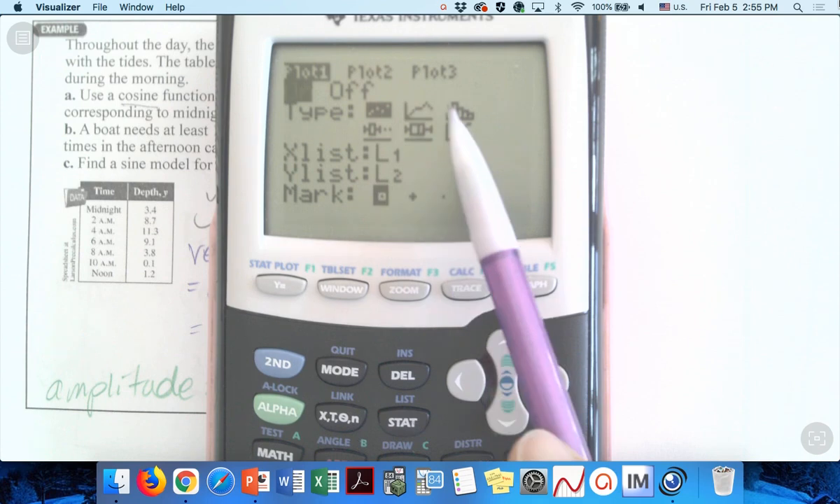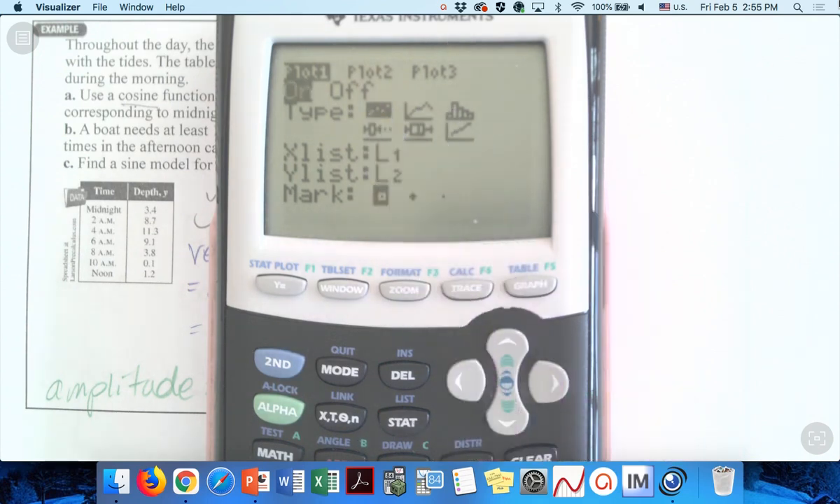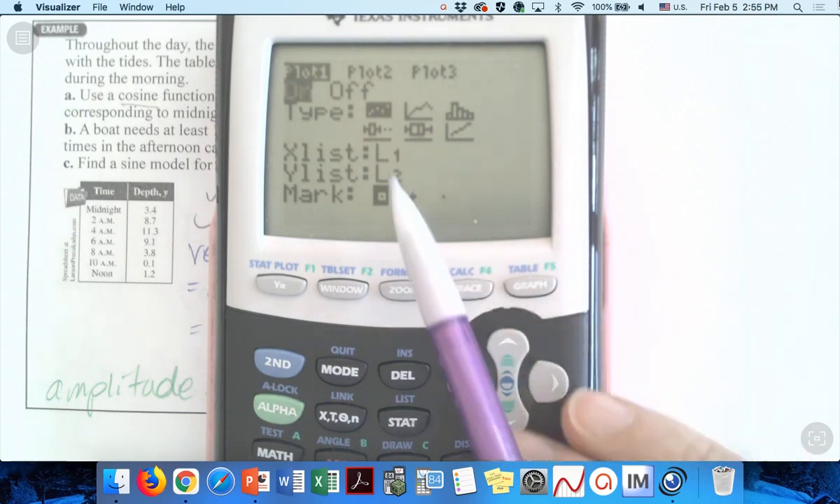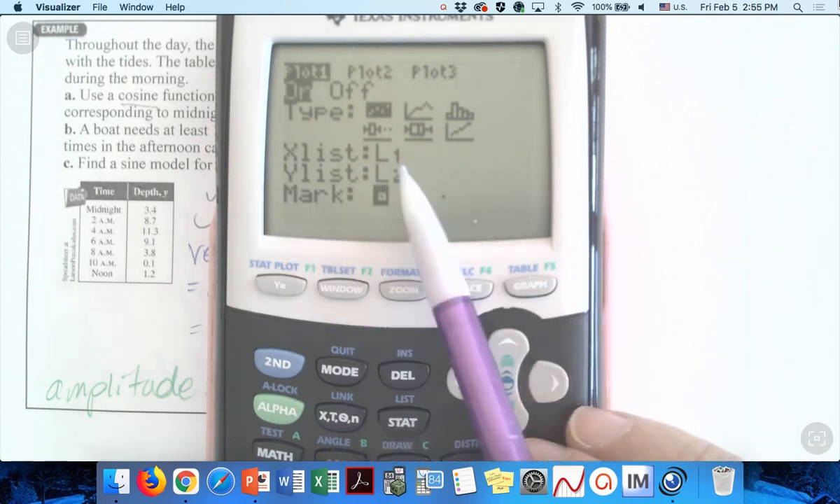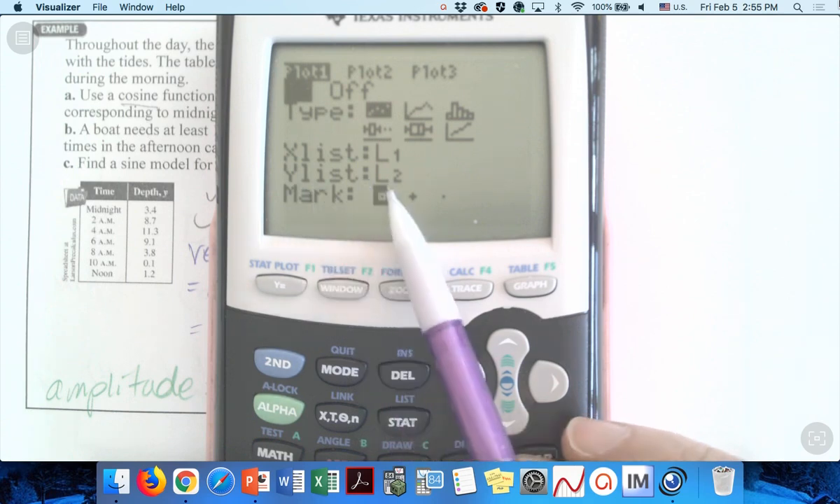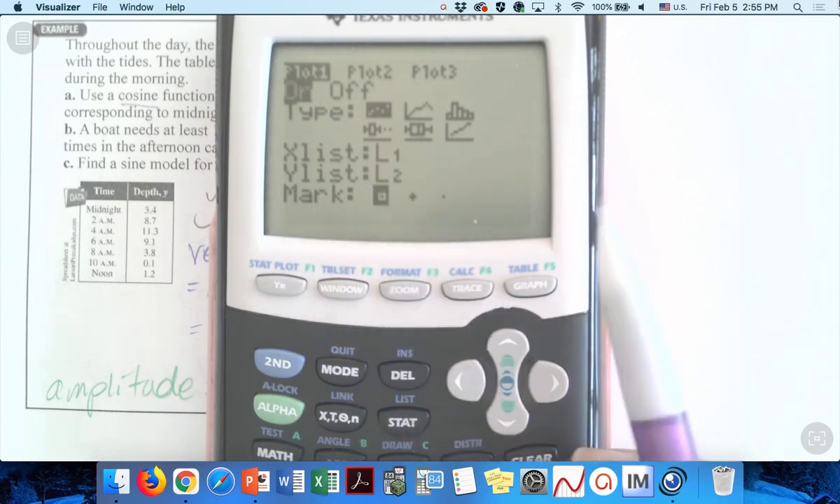And then you have 6 different types of stat plots that you can do. We want this first one. That's your scatter plot. And then the default is to have your X list be L1 and your Y list be L2, which is where I put my data.